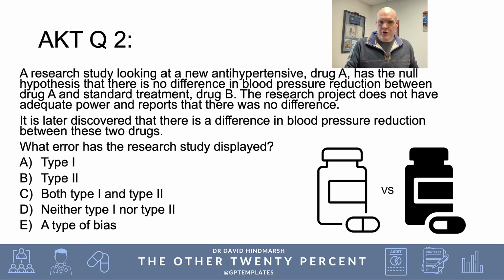So question 2. Research study looking at new antihypertensive drug A has the null hypothesis that there is no difference in blood pressure reduction between drug A and the standard treatment drug B. The research project does not have adequate power and reports that there was no difference. It's later discovered that there is a difference in blood pressure reduction between these two drugs. What type of error has occurred? And it's the same answers. Okay, we're going to explain them both, so don't panic if you don't know them now.